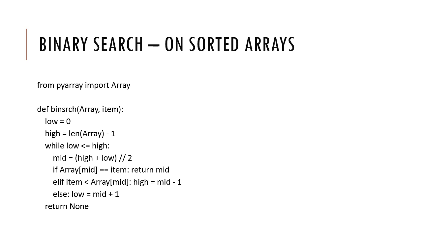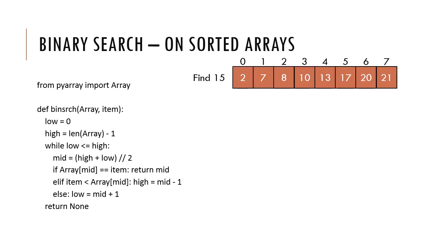Have a look at another example. Here is the array. I have to find 15. I set low equal to 0 and high equal to 7. Low is less than or equal to high. So I calculate mid. 0 plus 7 is 7 divided by 2. The answer is 3.5. Mid is at 3. I compare 15 with the element at mid, which is 10. 15 is greater than 10. The if condition is false. The elif is false. So the else executes. Low is mid plus 1.